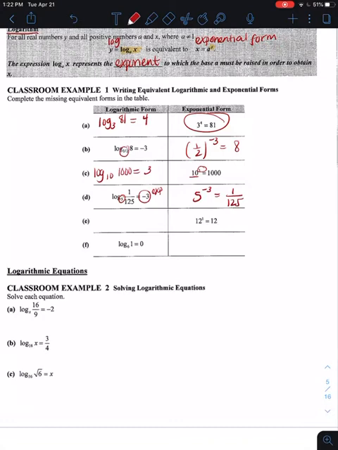Part E, log. The exponent is 1. The base of the exponent is 12. And the number that I haven't used is 12. So log base 12 of 12 equals 1. This is a property: log base b of b. If you have a base and the number beside it is also that base, that's always going to equal 1. So this is a property that goes with this.